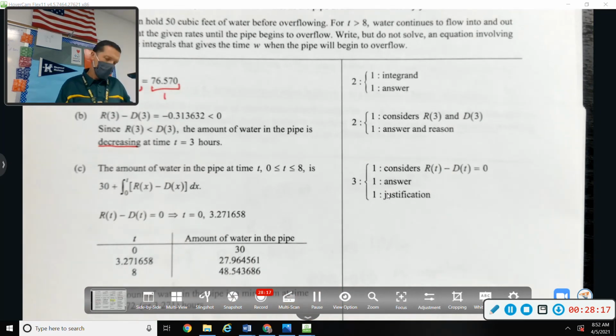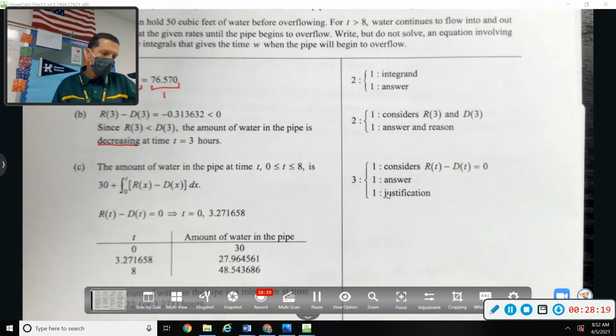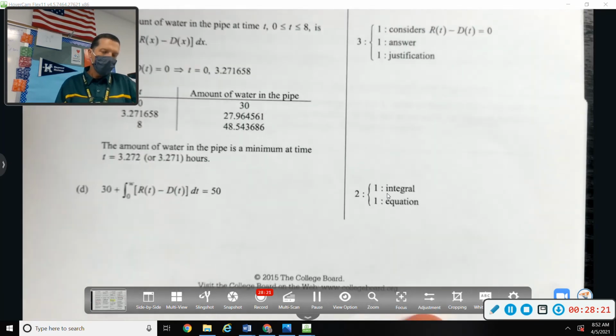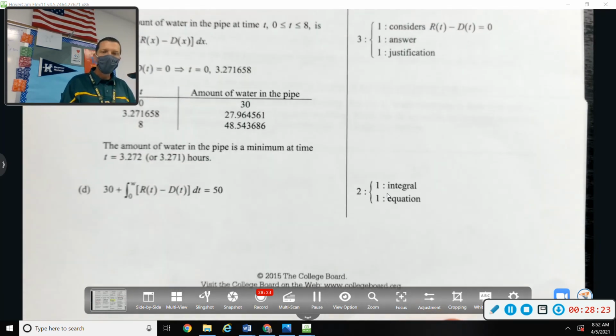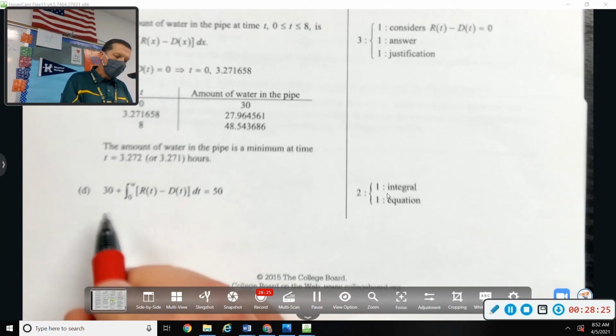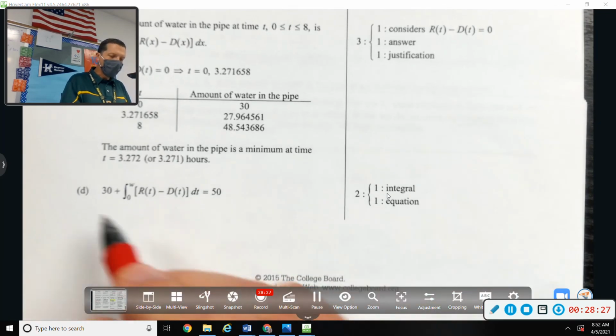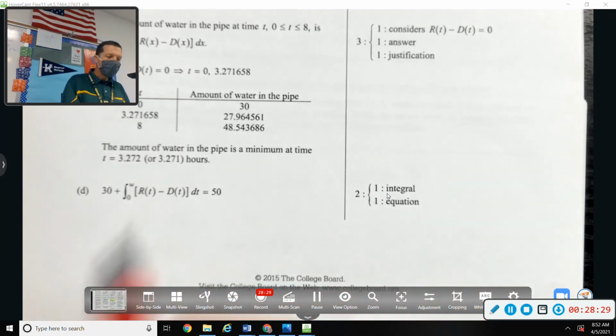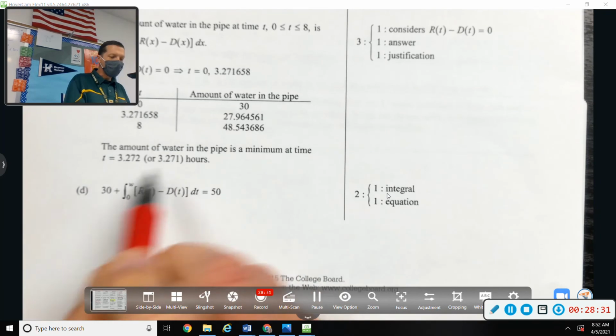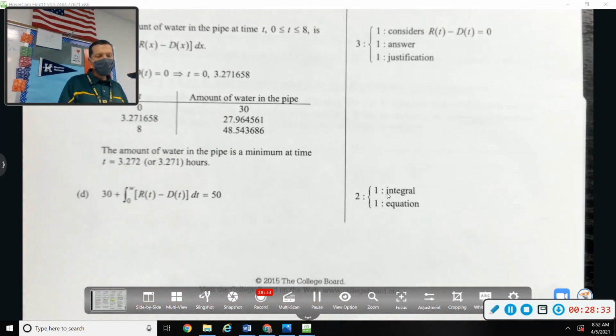So that'd be 3 points. And then the last one was only worth 2 points. 1 for the integral, 1 for making it an equation. So even if you just had this integral somewhere in there, you'd get a point. Turning it into an equation would get you another point. Now, that's a lot of points, but if you can get about 45 or 50%, that's passing.